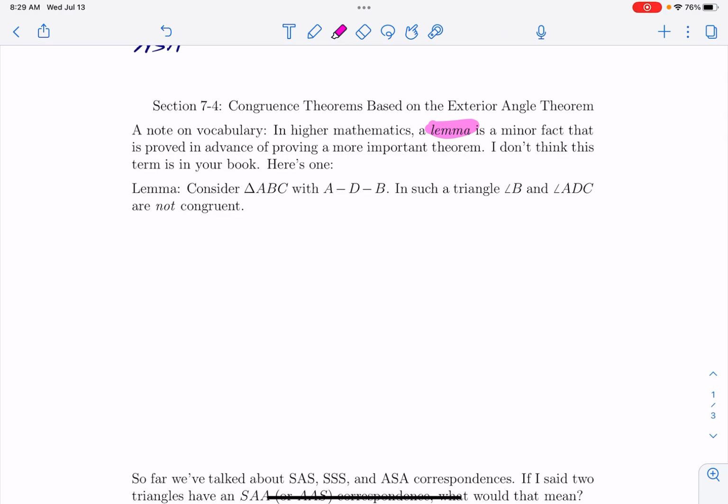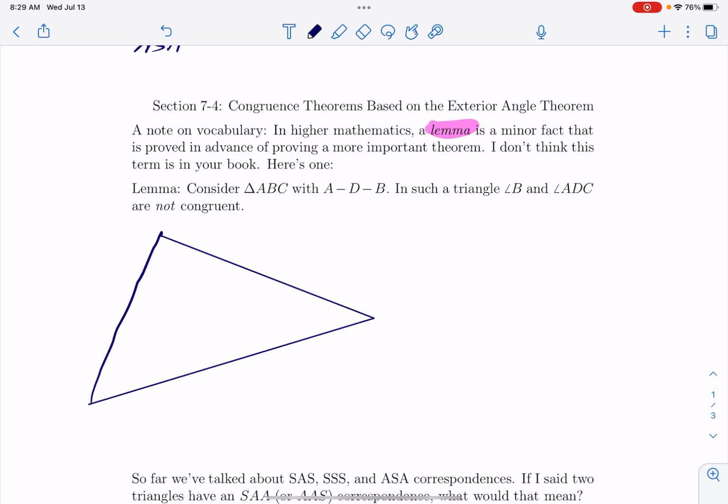So suppose we have triangle ABC with D between A and B. So let's draw a picture. So here is my triangle ABC, and D is somewhere between A and B. So what this says is, in this situation, angle B and angle ADC are not congruent. And let's think about this.